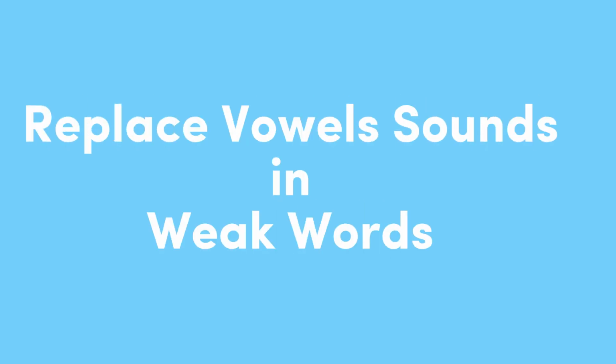Now we know how to make the sound, let's see how we can use it. One of the main uses for the schwa sound is to replace vowel sounds in weak words. So let's look at what we mean by that.